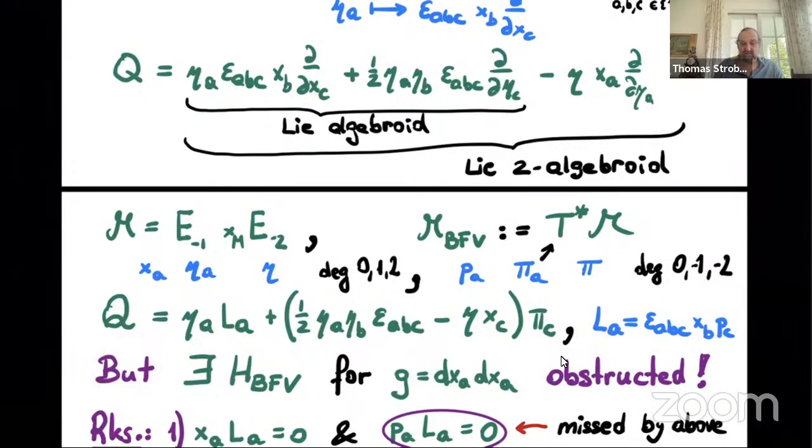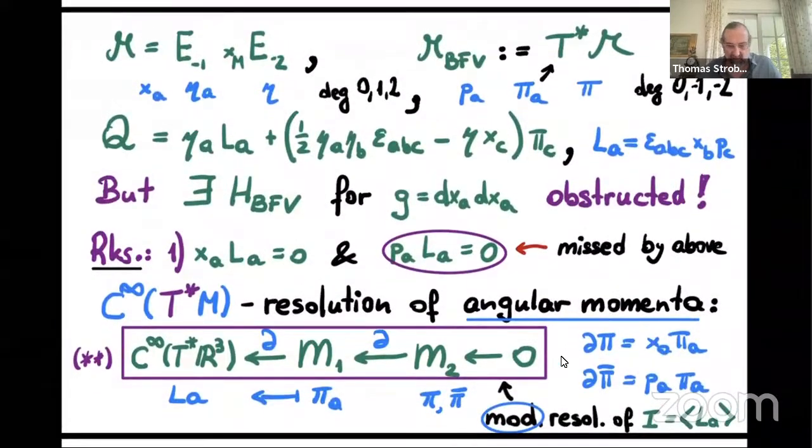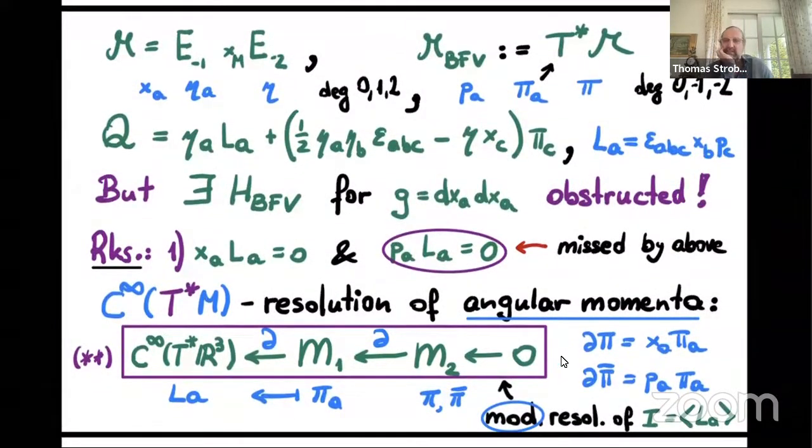In this case, just for the standard metric, the BFV extension of H is obstructed. And one reason behind this is that actually, if one looks at these constraints, at these generators of the ideal, they are essentially symmetric in X and P. And with this dependency, you have an independent second one, which outside of the origin of the R^3, they are equivalent. But if you just work globally, this dependence is missed.